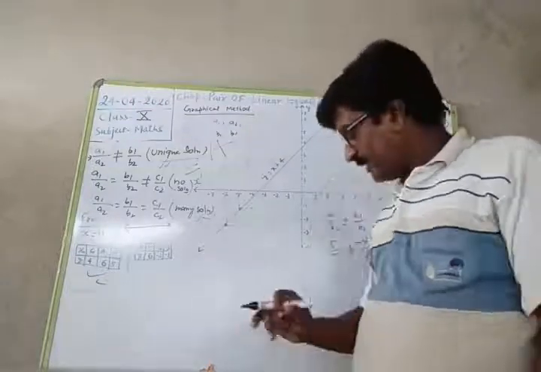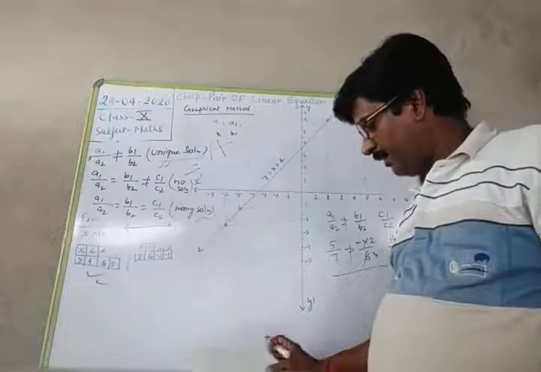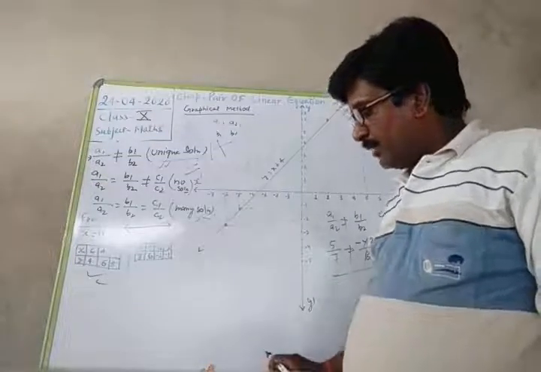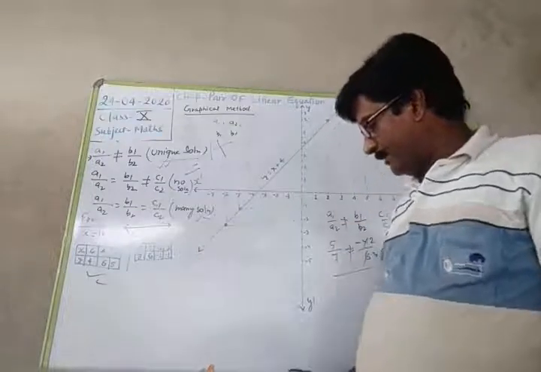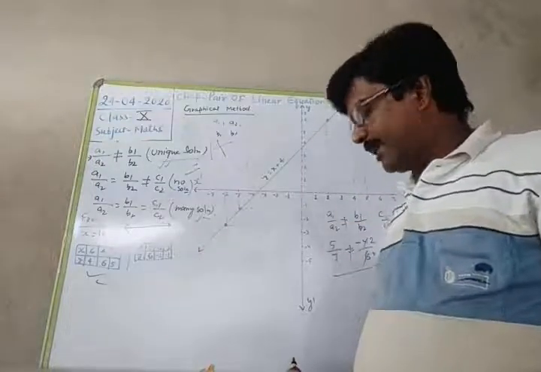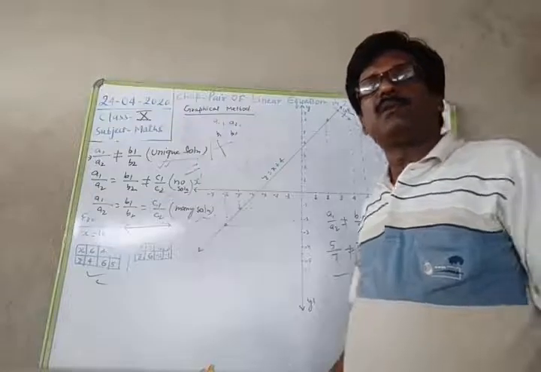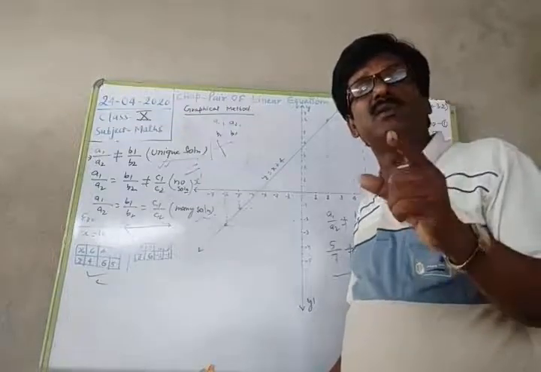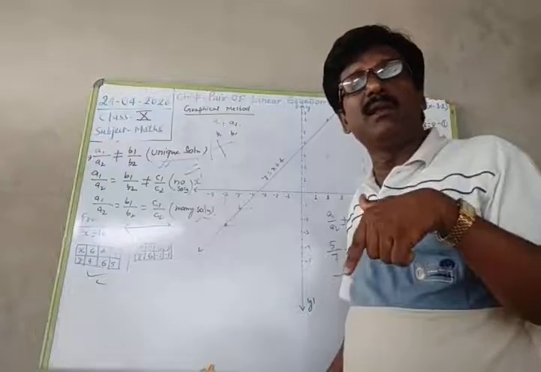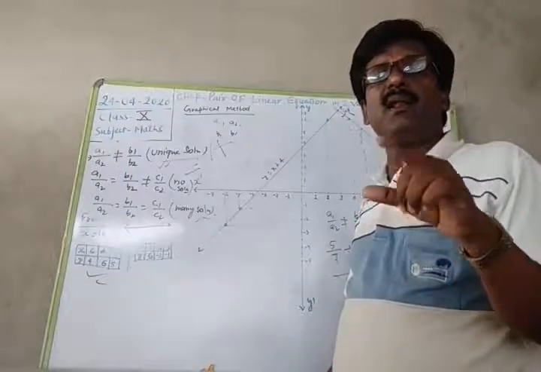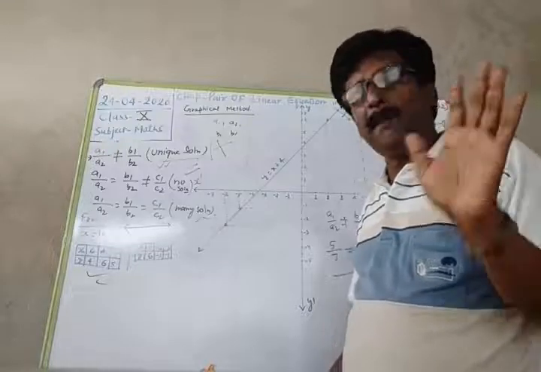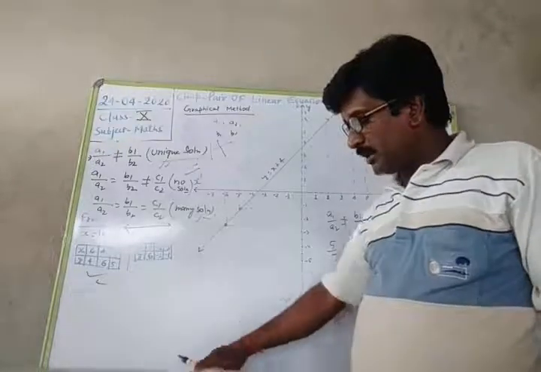Clear? And after that, question number 4 is given. Same, we have to justify whether the equations are consistent or inconsistent. So consistent means at least one solution. When the lines are intersecting or coincident, then that will be consistent. If the lines are parallel, then that is inconsistent. Okay, clear? Now, question number 5.